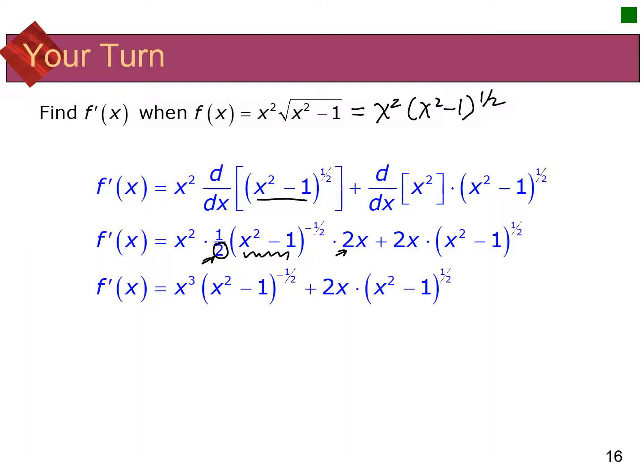I kept the second part pretty much the same because there wasn't much to simplify until I put the radicals back. And I would end up with x cubed over the square root of x squared minus 1 plus 2x times the square root of x squared minus 1, as the most typical answer. If a textbook were giving this in an answer key, that's the way they would probably present it. So that's the end of this one. If you have any questions, please feel free to ask.